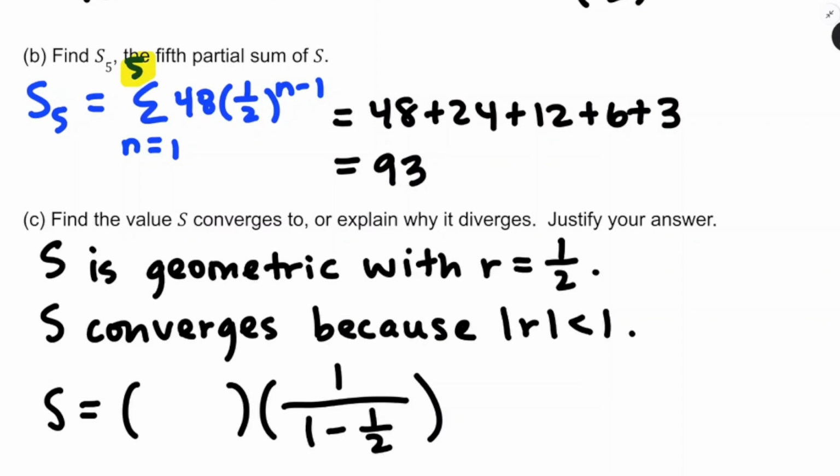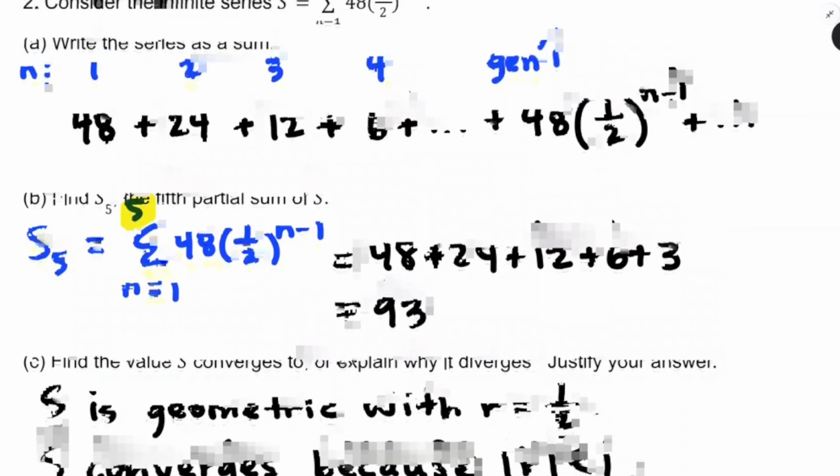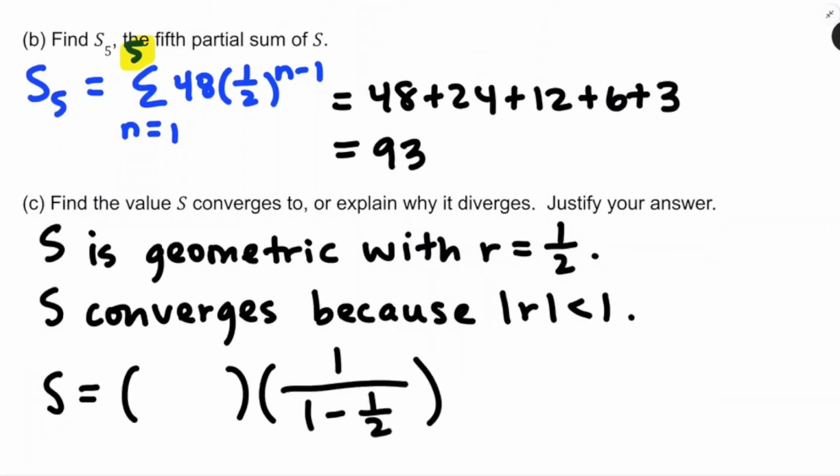So that first term, I go back up here, I wrote out the terms already, that's going to be 48 times 1 over 1 minus a half. Well, that 1 minus a half is a half, 1 over a half is 2, so I'm multiplying by 2 and getting 96.